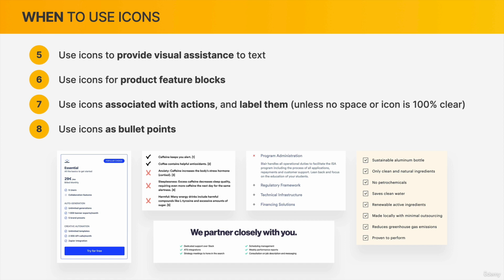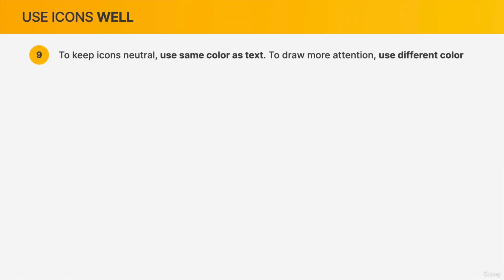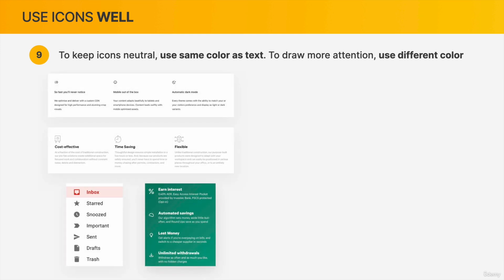All right, so we learned what icons to use, when to use icons, and now let's quickly talk about how to actually use icons well. As a first guideline, if you want to keep icons neutral, you can set them as the same color as your text. Just like in this example, the text is basically black or white, and if you set the icons to a similar color, then they will not draw a lot of attention. They will stay a little bit out of the way and let the user focus more on the text and simply be there to provide some visual assistance in the background.